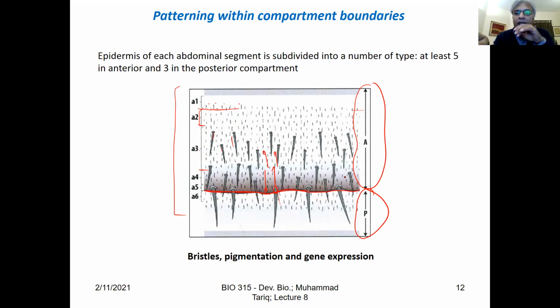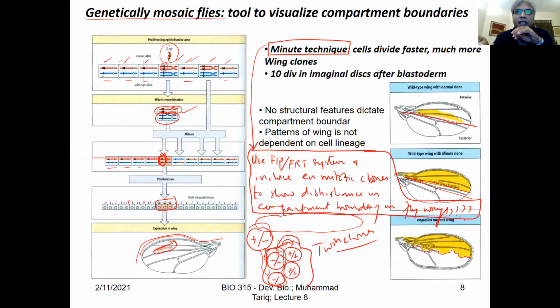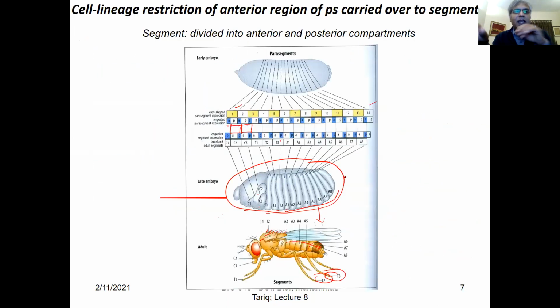Yeah. So the hairs on the thorax are different than the hairs on the abdomen.